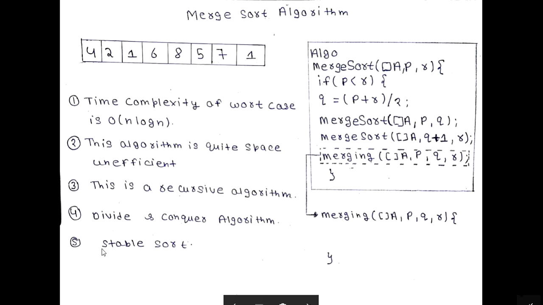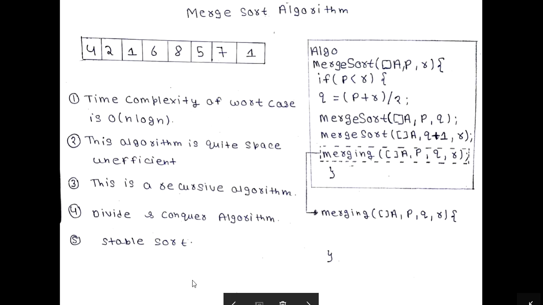And the fifth point is that it belongs to the stable sort algorithm family. And what does that mean? Why is it a stable sort? Because, for example, as you can see, this one is present before this one. So after sorting by merge sort, this one will always be present before this one. So it keeps track of the position of the element, so it is a stable sorting algorithm.